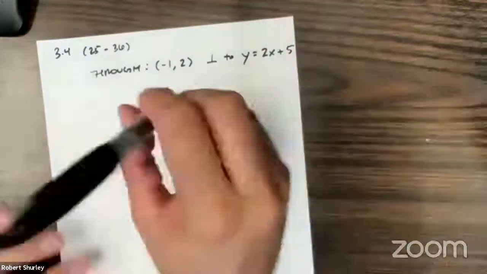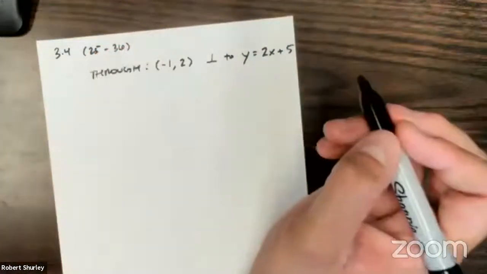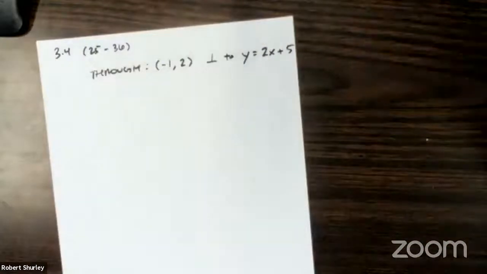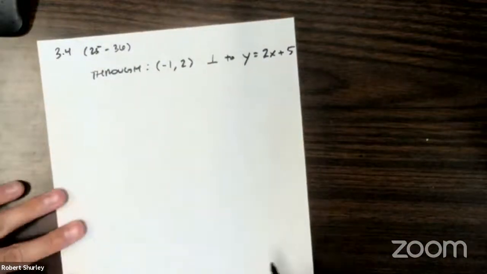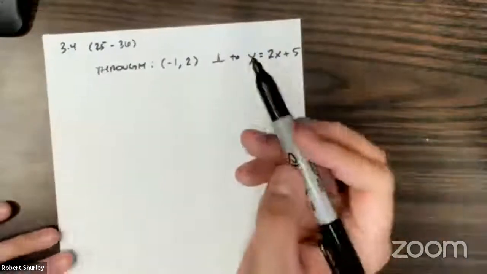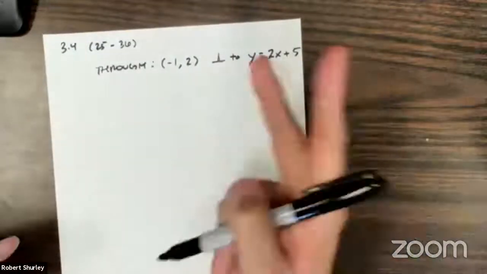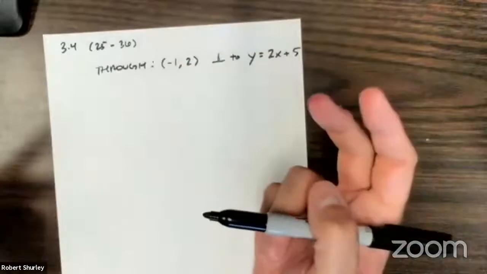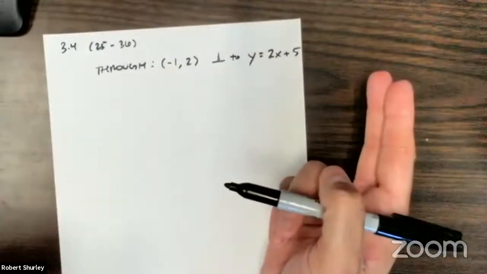I'm just going to work this one out with you because we still have a little bit of time, kind of running out of time. So y equals 2x plus 5. Now look, we've got to be perpendicular. So we need a slope and we need a point to put in our point slope form, right?